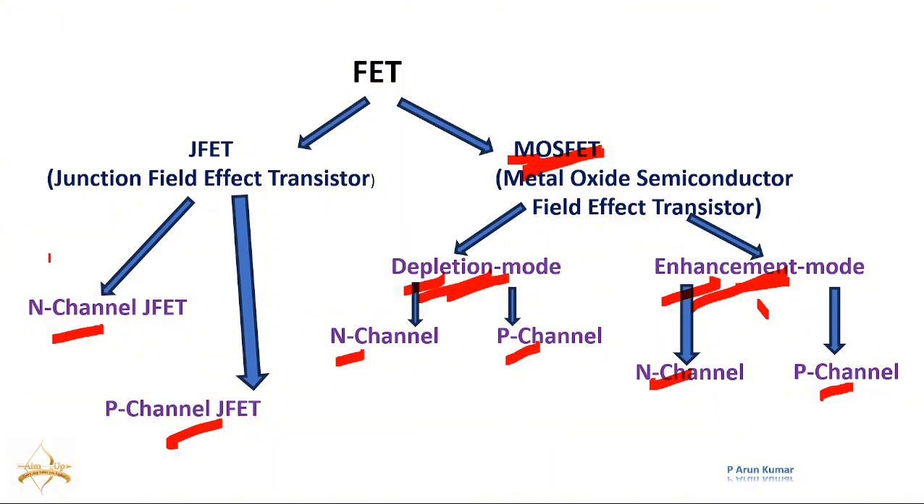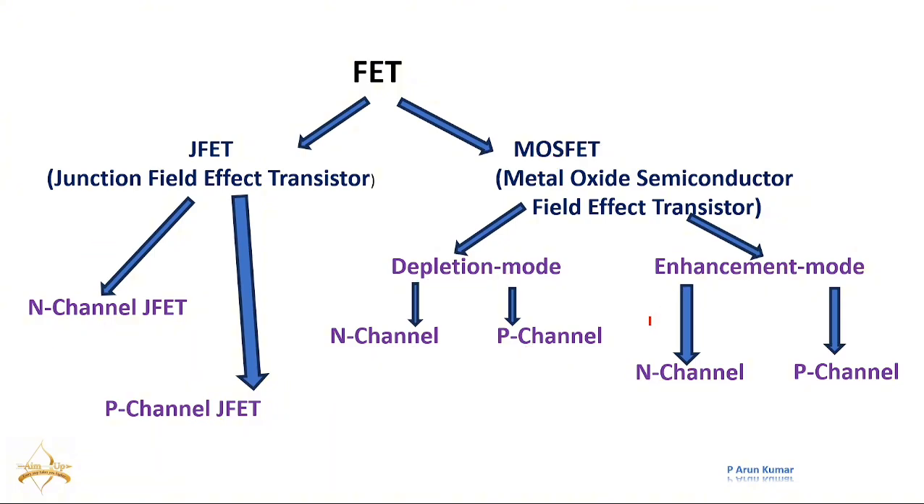Here we will discuss only N-channel JFET, N-channel depletion MOSFET, and then N-channel enhancement MOSFET. There are only small differences between depletion and enhancement mode MOSFET. We'll see that. So if you understand this N-channel JFET, then you can clearly understand this P-channel JFET. Here we'll discuss clearly about N-channel depletion mode and N-channel enhancement mode MOSFET. You can understand the other ones.